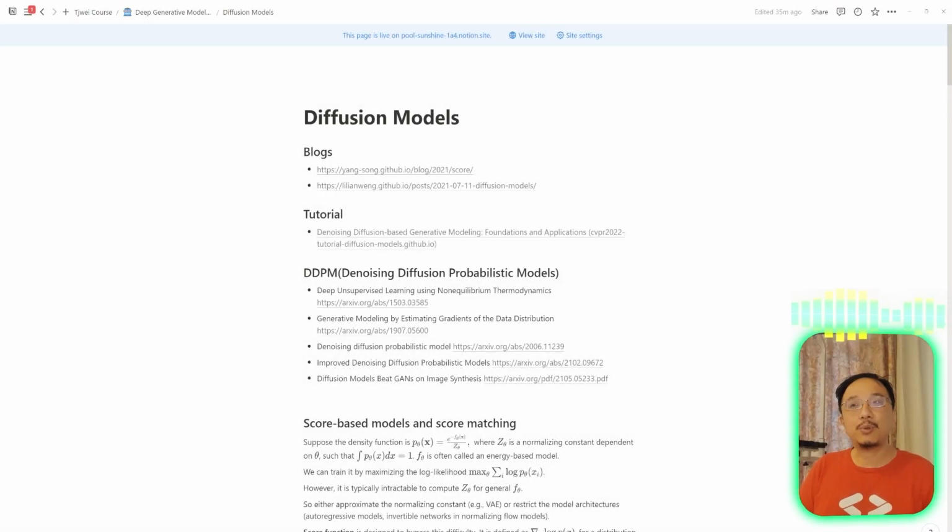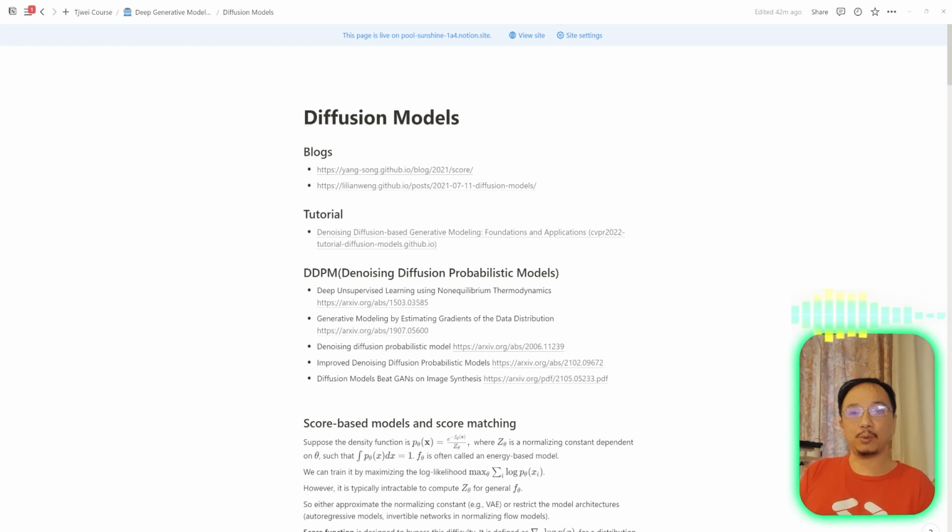Good morning, this is Deep Generative Model. Starting this week, we are going to talk about diffusion models. Currently, the diffusion model is the most popular way to generate images.